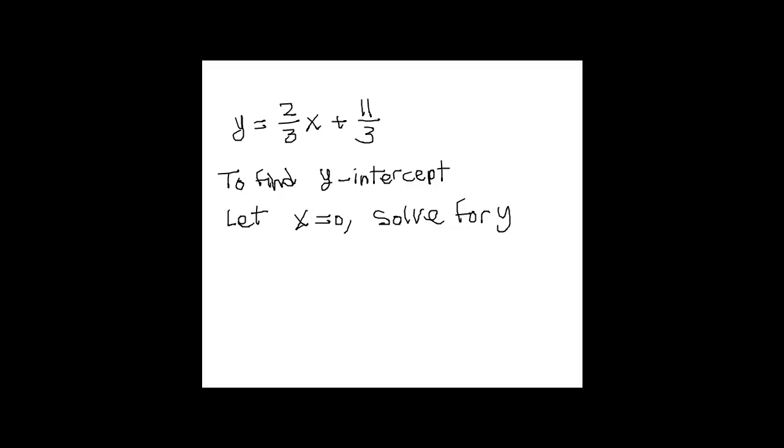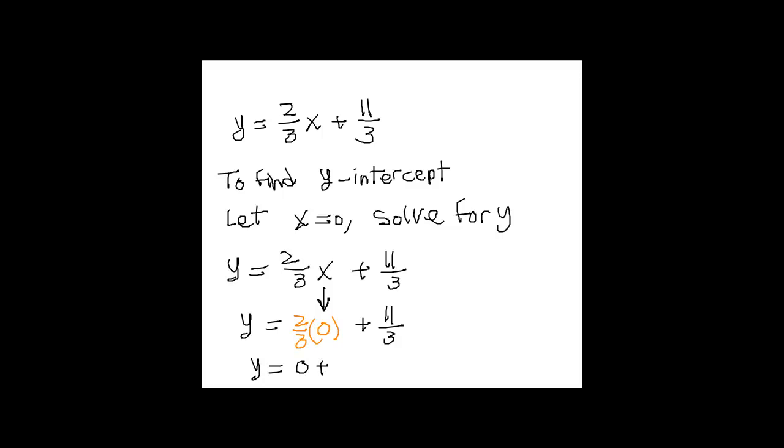Okay, let's do that. y is equal to 2/3 x plus 11 over 3. If I let x equal 0, then 2/3 times 0 would be 0, right? So we're left with y is equal to 0 plus 11 over 3. So y must be equal to 11 over 3, right? Can I see a check mark next to your name, everyone, if you can follow this?